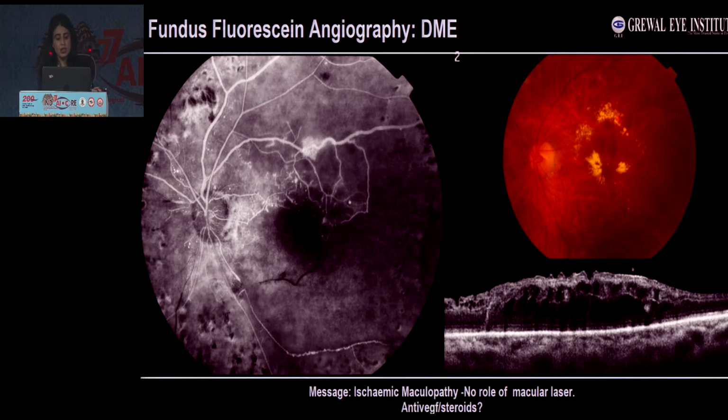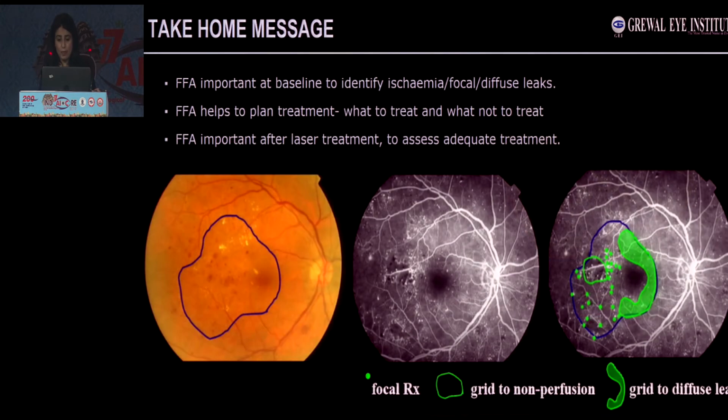This is situation 3, diabetic with gross DME. Until you run your angiography, you won't realize here that you are dealing with an ischemic maculopathy, and whether an anti-VEGF has any role or not, that is still questionable. So to summarize, FFA is important at baseline to identify the type of DME, and it helps you to plan your treatment.